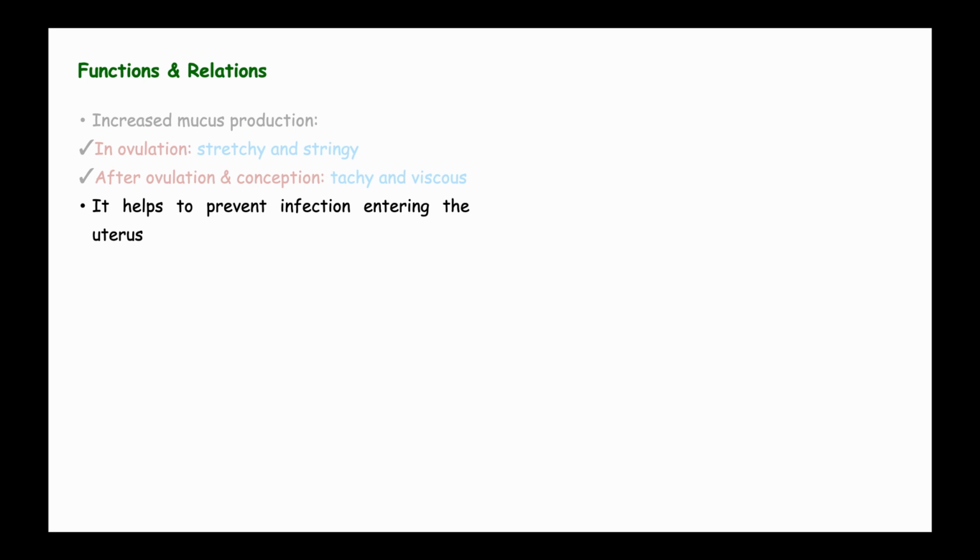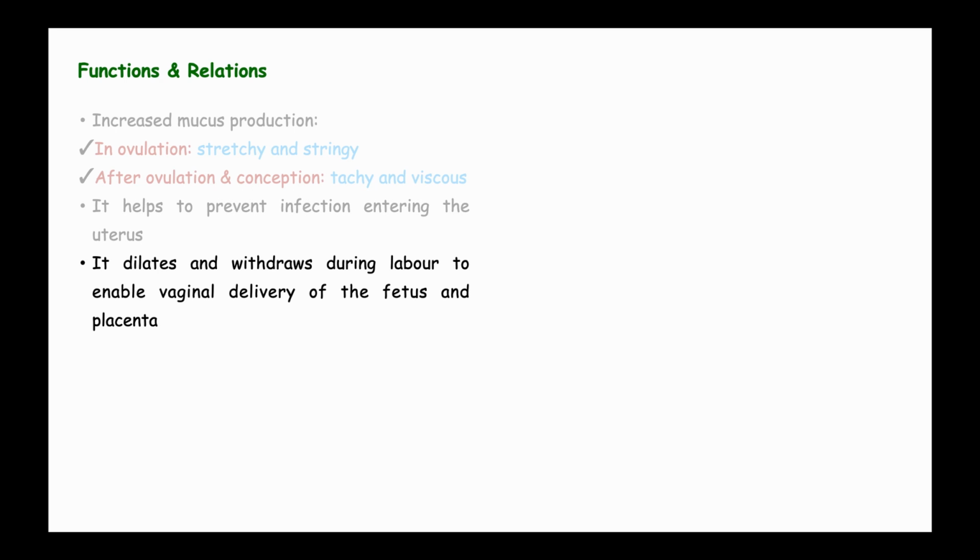Now, this is very important because during pregnancy, the cervix forms a thick mucus plug which closes the entire cervical canal, which we call the operculum, and so it prevents the ascension of infection into the uterus. Then we also have the function as it dilates and withdraws during labor to enable vaginal delivery of the fetus and the placenta. So I explained this earlier on.